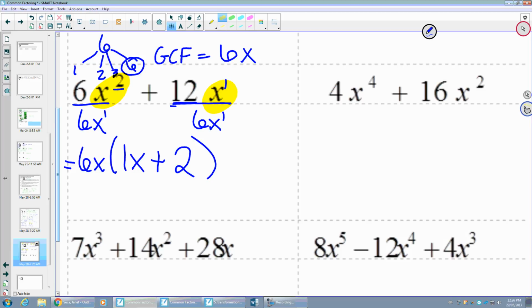Okay, my next piece here, my greatest common factor. So take my lowest number, which is 4. I'm going to write out all the factors, 1, 2, 4, and I'm going to test them out. So I take 16. 16 divided by 4 gives me 4. So that's my greatest common factor, which is 4.